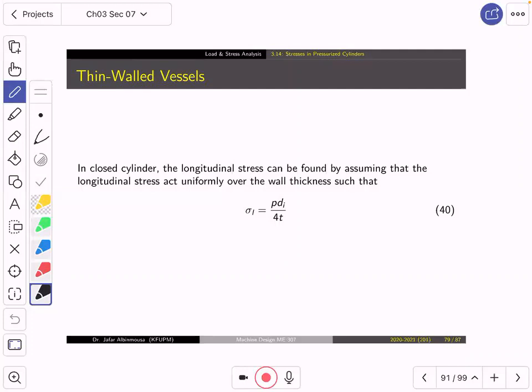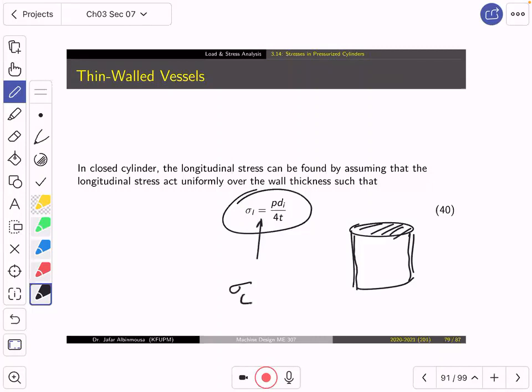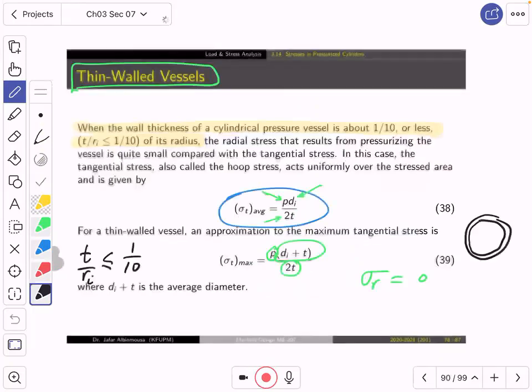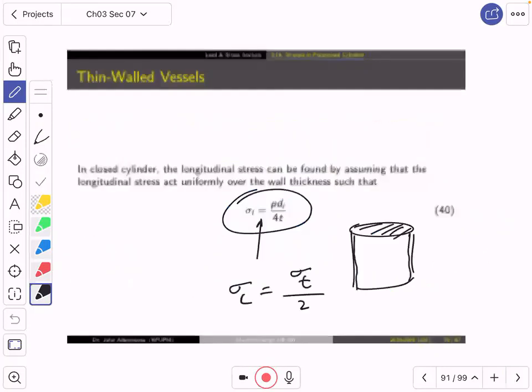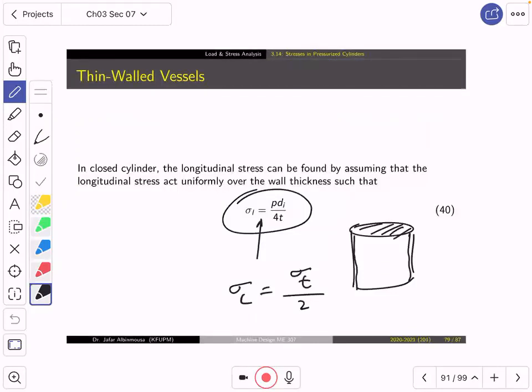If it is a thin-walled cylinder, you have a thin wall, but it is closed. That means a pressure vessel, which is closed, and at the same time, it is thin. What is the longitudinal stress? It is sigma L, which is P Di divided by 4t. If you notice, this equation, sigma L, is actually sigma T average over 2. Why? Because sigma T average, notice, is P Di over twice the thickness. This one is over 4t, so it's half of that, okay?